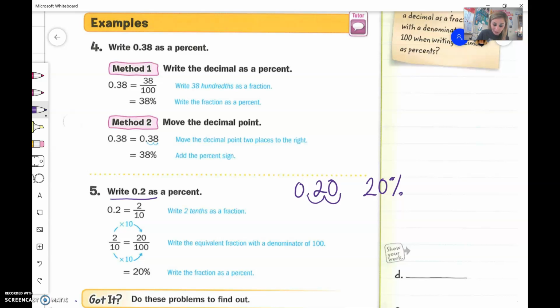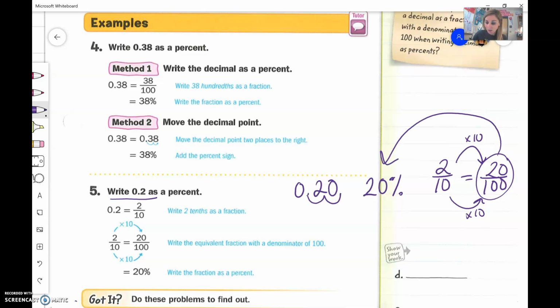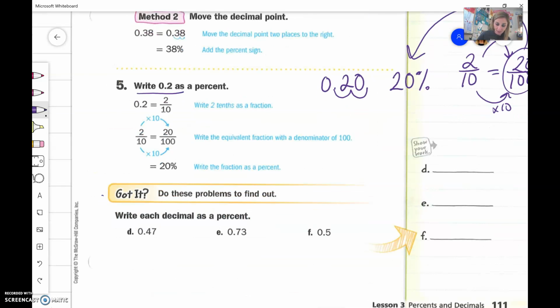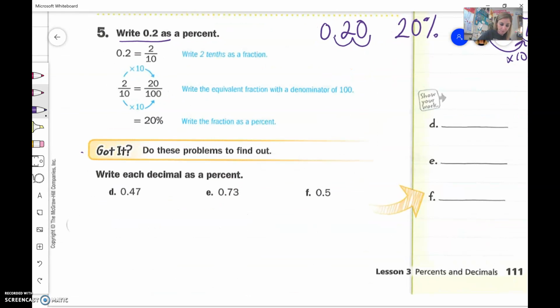Now when I look at this decimal, I see that it is 2 tenths, and since I'm talking about a percent, I know it has to be equivalent. I've got to find an equivalent fraction, which means I'm going to multiply that by 10, multiply this by 10 to get 20. 20 over 100, well guess what? Percent means out of 100, so therefore it's 20%. That's just double checking. You don't have to do that. Okay, let's practice down below here.